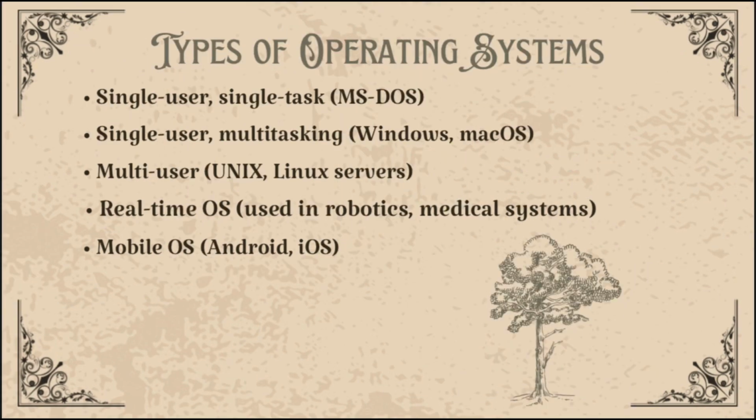And here I'm going to talk about types of operating systems. There are many types of operating systems. A single user, single task system like Microsoft Disk Operating System runs only one program at a time. A single user, multitasking system like Windows or Macintosh lets us run many apps together. Multi-user systems such as Unix and Linux allow many people to use one computer at the same time. Real-time systems are used in robots or medical tools where timing is important. Mobile systems like Android and iPhone operating system run on smartphones. For example, my phone uses Android, which is a mobile operating system.